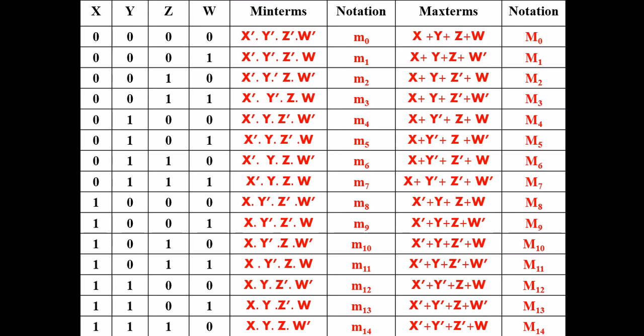For the four variables, let's say we have w, x, y, z. We can place w here too: w, x, y, z. So you will get min terms in this way and max terms in this way. So there will be m0 to m15. The 15th minterm is not visible here, you can look at your lecture.